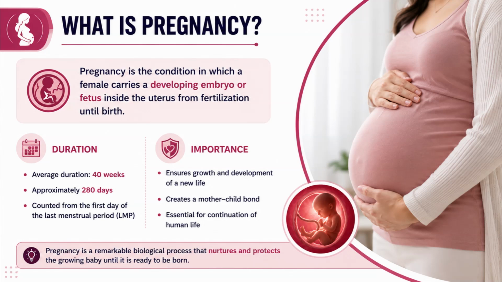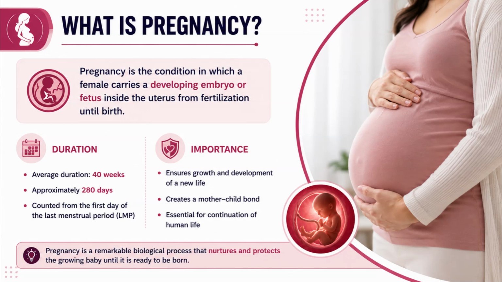The average duration of human pregnancy is approximately 40 weeks or 280 days. Clinically, this period is calculated from the first day of the woman's last menstrual period, commonly referred to as the LMP. Pregnancy is generally divided into 3 trimesters, each characterized by specific developmental milestones and physiological changes. During pregnancy, the mother's body undergoes remarkable adaptations. Hormones such as progesterone, estrogen, and human chorionic gonadotropin, or HCG, help maintain the uterine environment, support fetal development, and prepare the body for childbirth and lactation. The cardiovascular, respiratory, digestive, and endocrine systems all adjust to meet the increasing demands of the growing fetus.